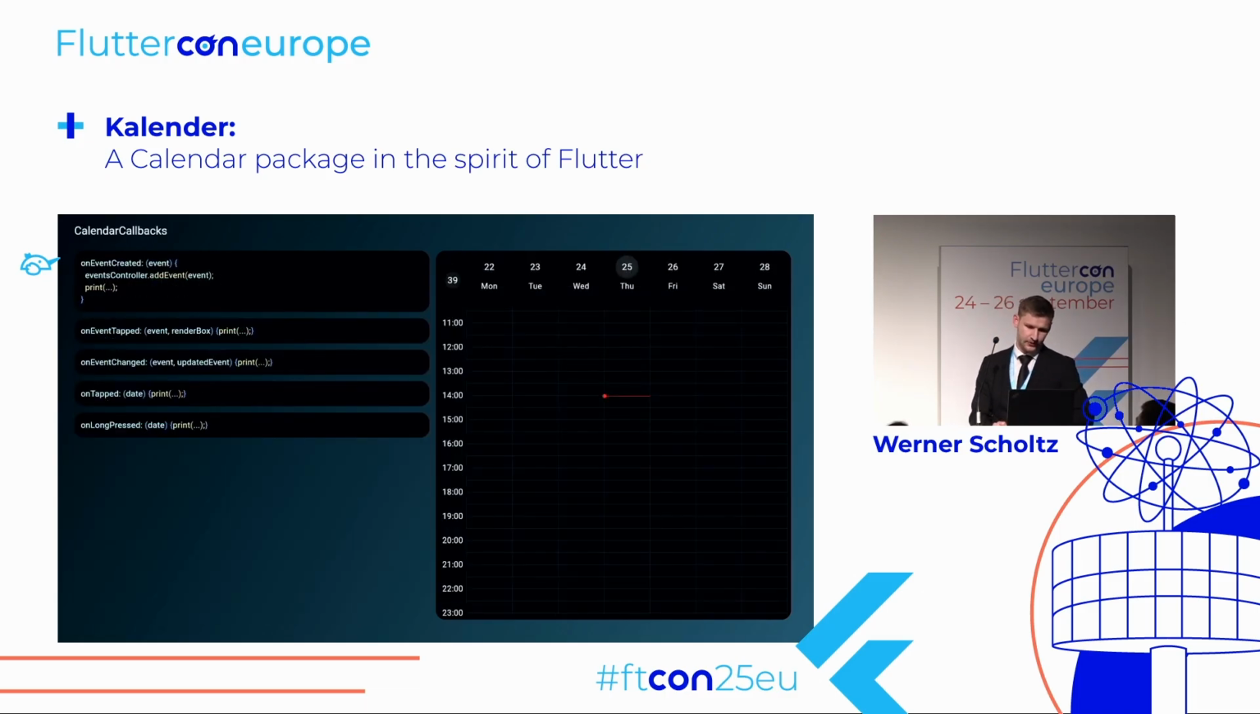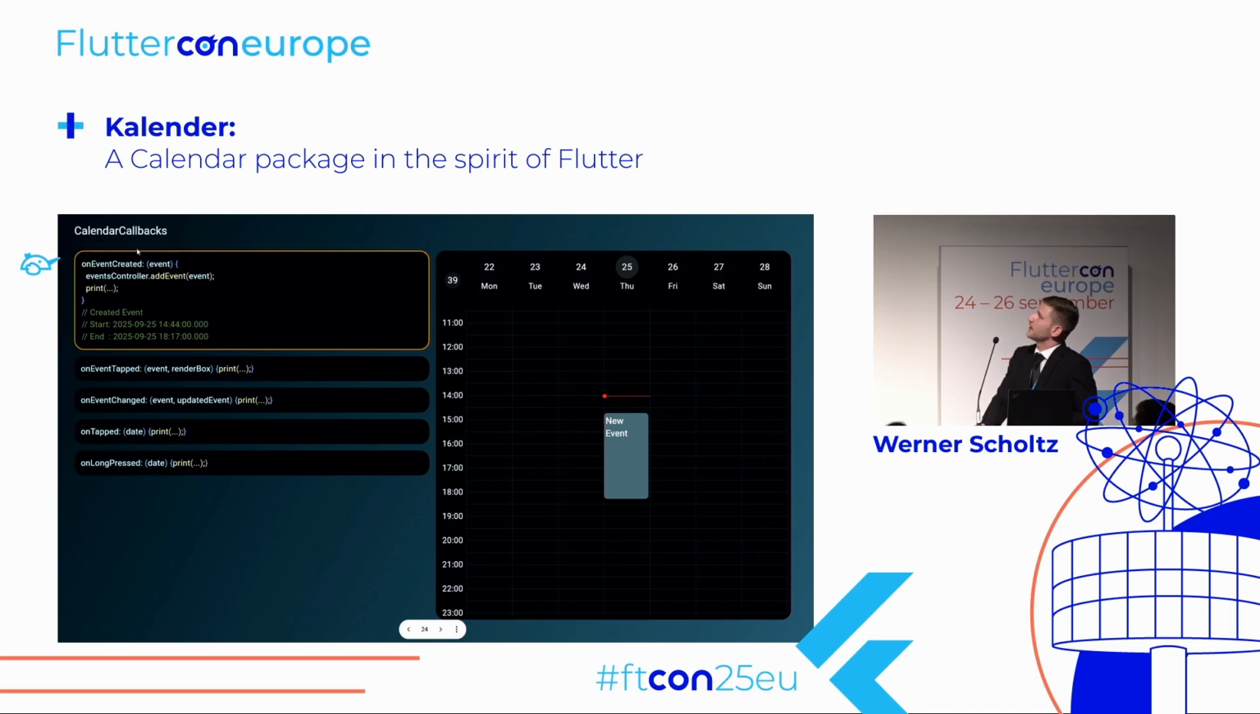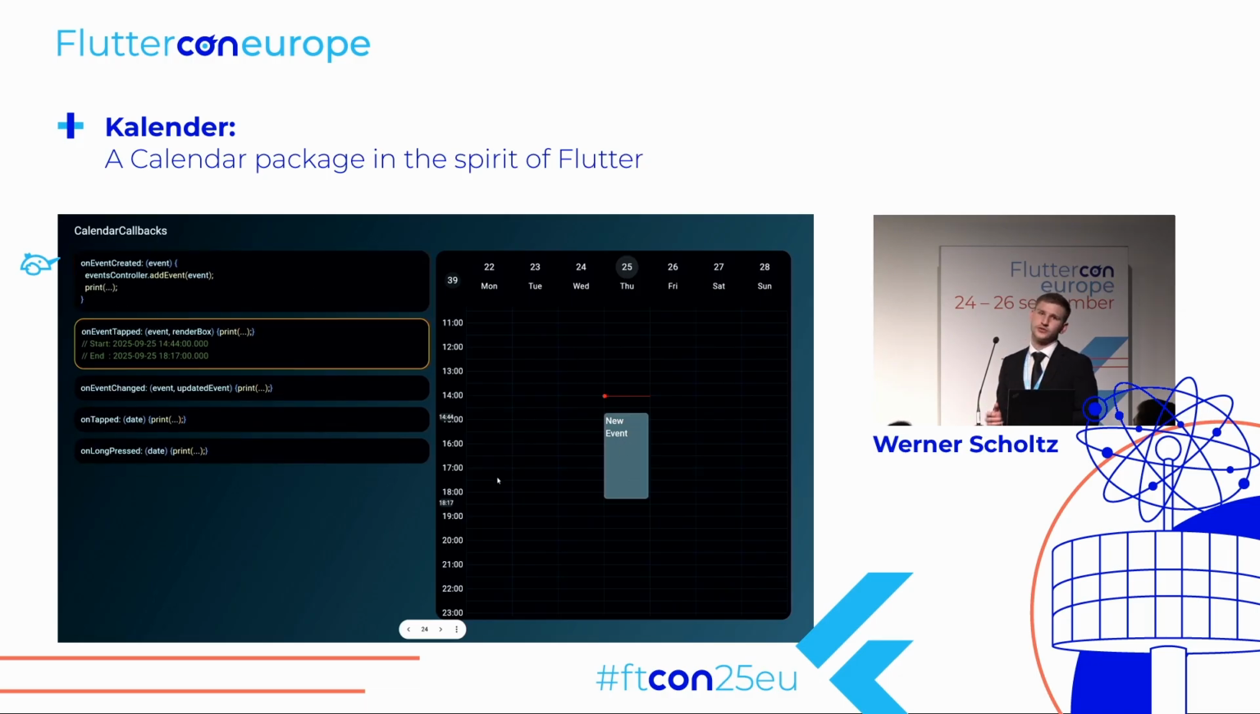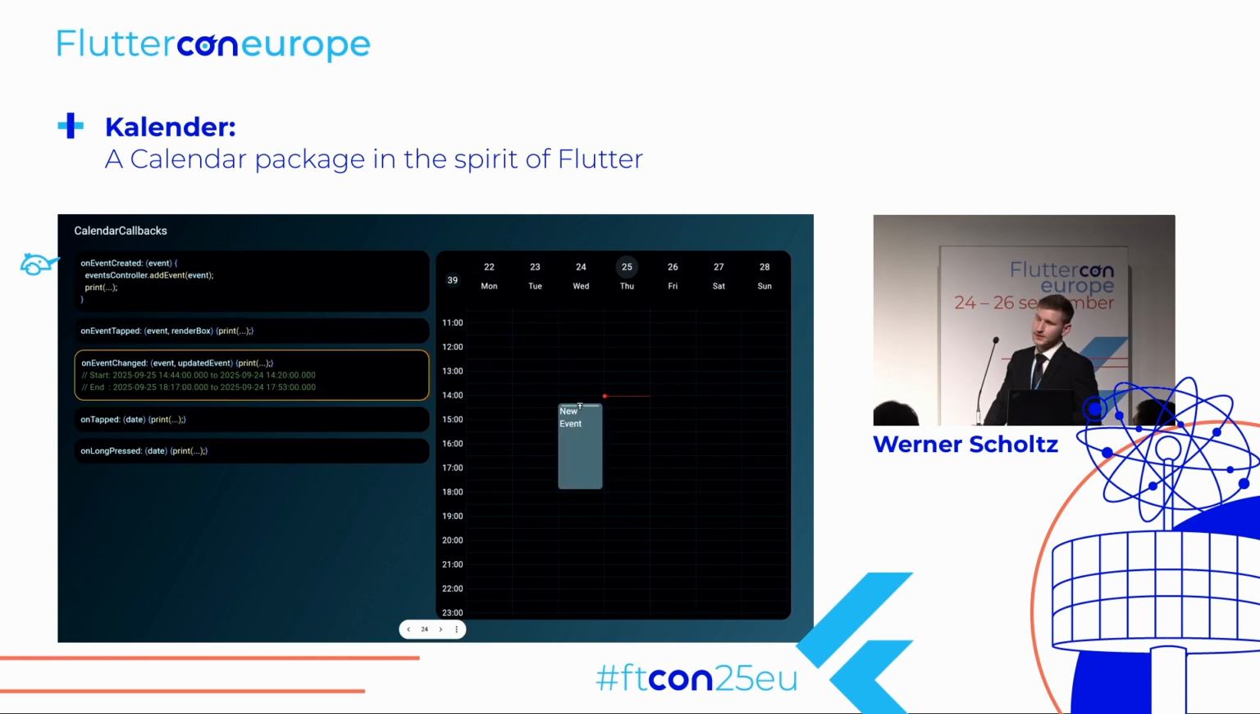Now I'm just going to look at the callbacks. So this again just handles the user interaction. Here's a few of them. I'm just going to create an event here. You'll see the on event created is called, and then I just add it to the events controller from there. Then I can click on an event, which calls the on event tap, I think. Yes. This is useful if you, for example, want to show a pop-up to have the user modify the event. Then there's the on event change callback, which gets called if I reschedule it or change the duration.